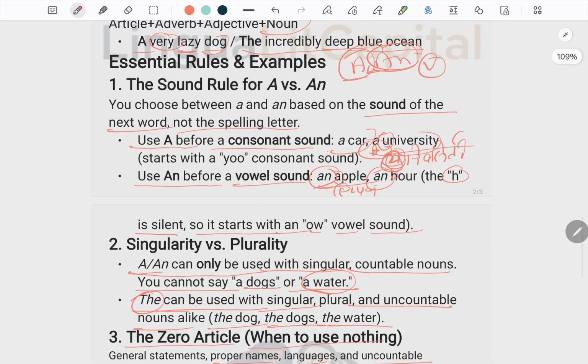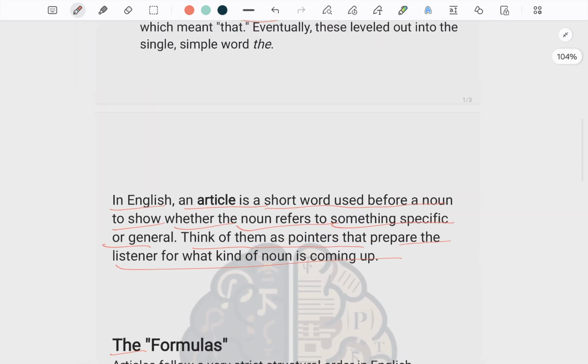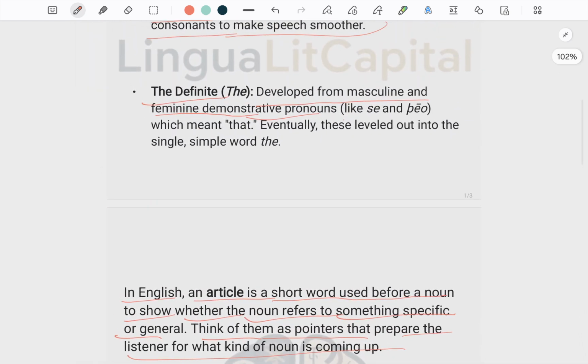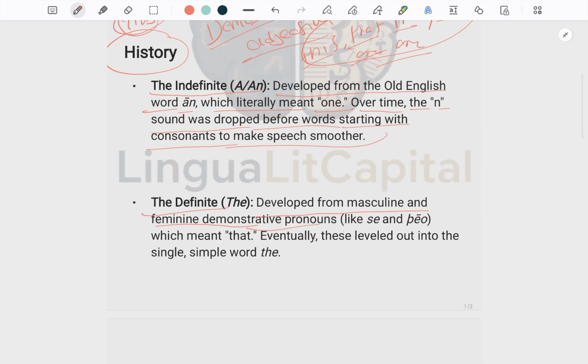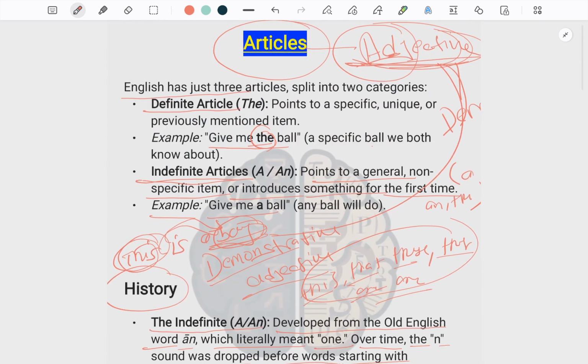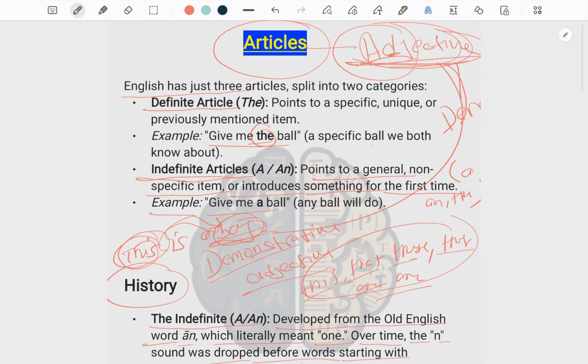Okay. I hope that whatever we have studied today, you have understood well, and also you have understood well the articles, what articles are, what the types of articles are, when we should use definite articles, when we should use indefinite articles, and so on.